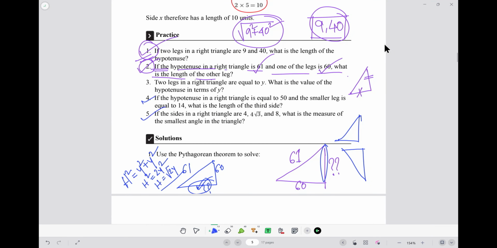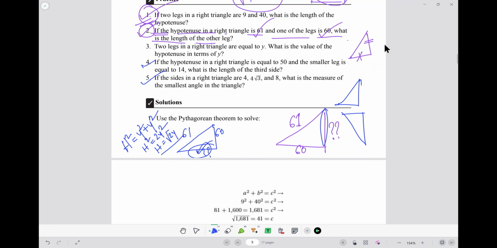If the sides in a right triangle are 4 root 3 and 8, what is the measure of the smallest angle in the triangle? I'm really interested in how they're solving this problem. Are they really using trigonometry, or some different type of approach? You can solve this problem very easily using trigonometry, but what are they really trying to do?